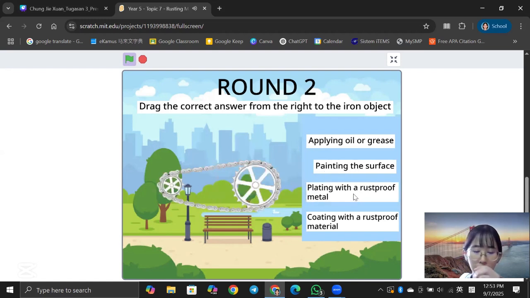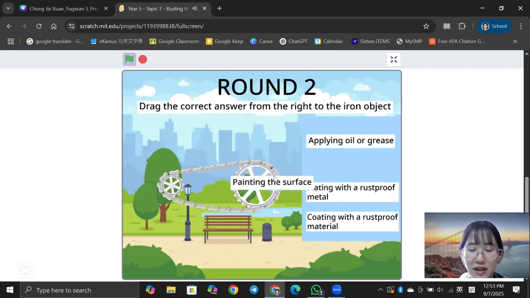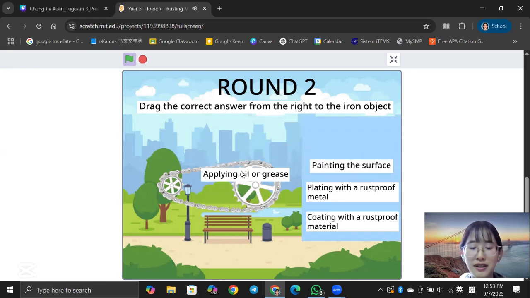Round 2. Bicycle chain. The bicycle chain definitely is applying oil or grease, right? But if we put the wrong answer on the iron object, what will happen? So let's try painting the surface. It will sound wrong, right? So let's put the correct answer, applying oil or grease.